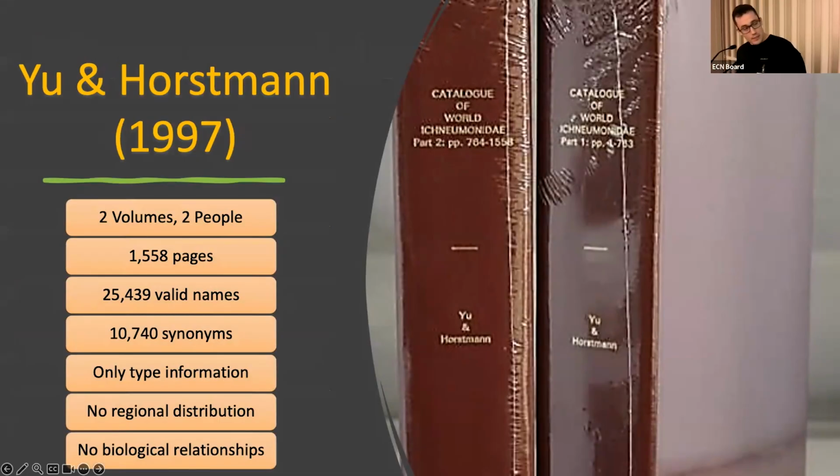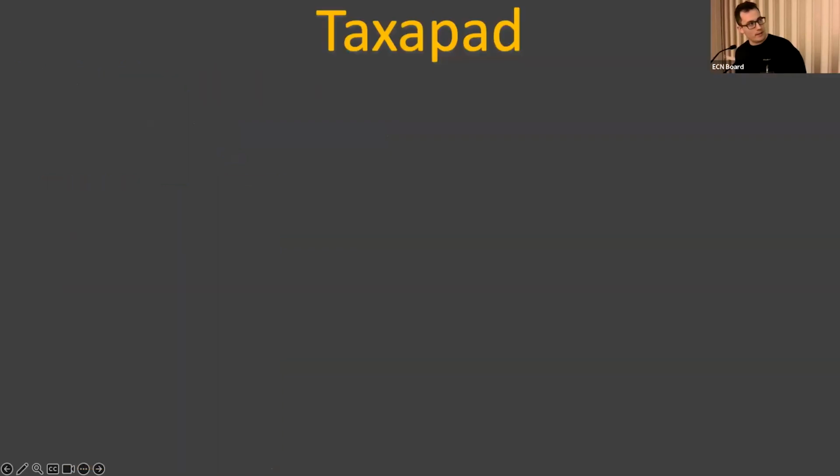After this ECN Horstman in 1997, the catalog expanded a little bit into what for many, many years we used, and it was called Taxapad.